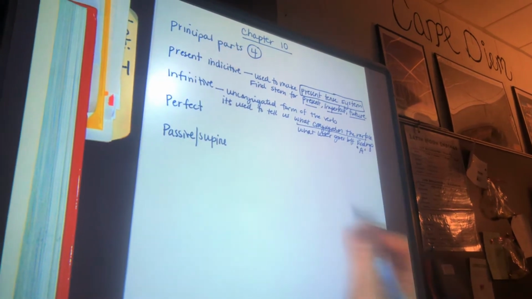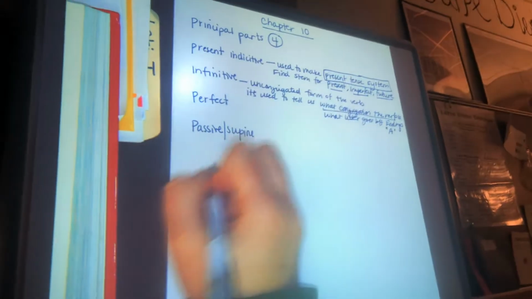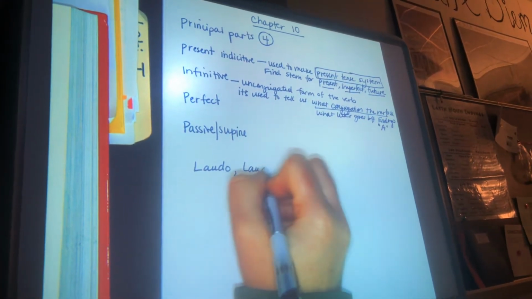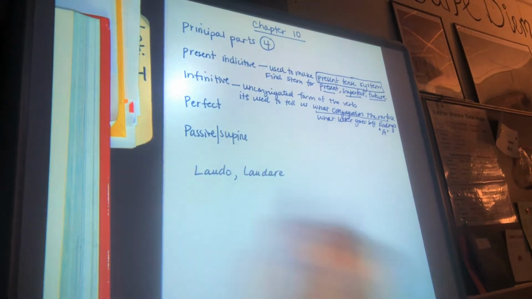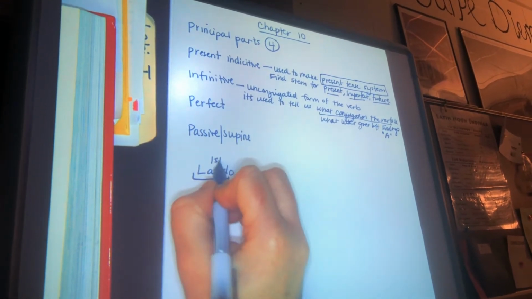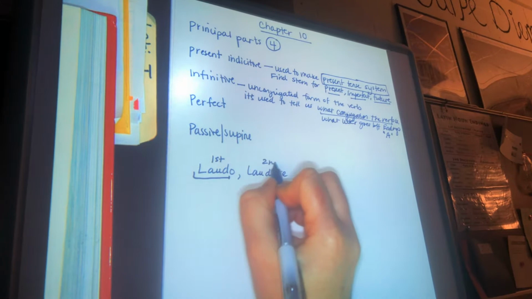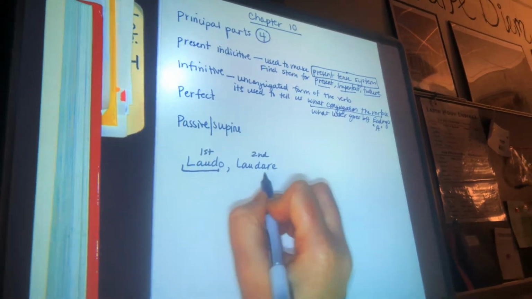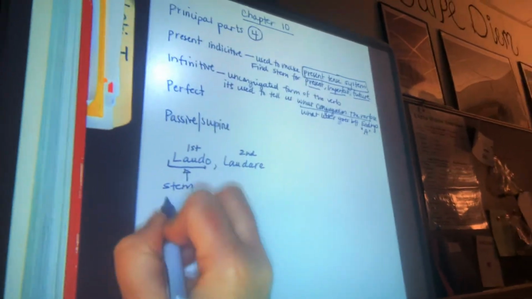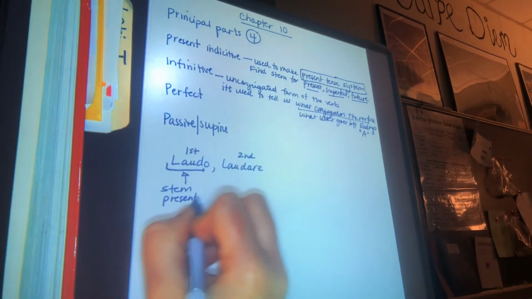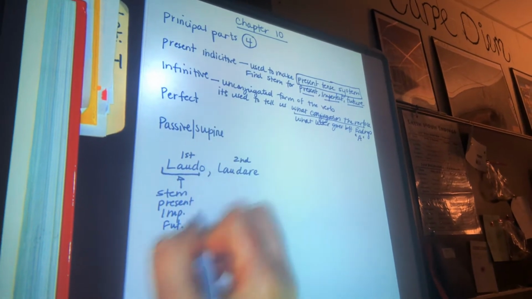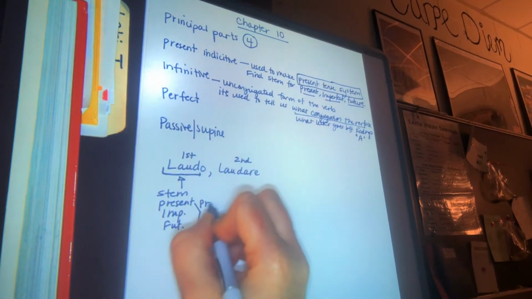So far when we've listed verbs, let's take laudo, laudare, right? Laudo is your first principal part. Laudare is your second principal part. This tells you the stem for the present tense system, which is the present, the imperfect, and the future, right?